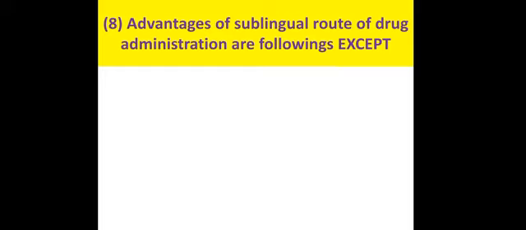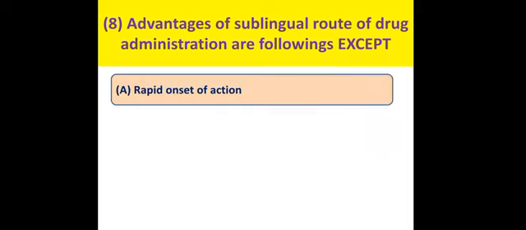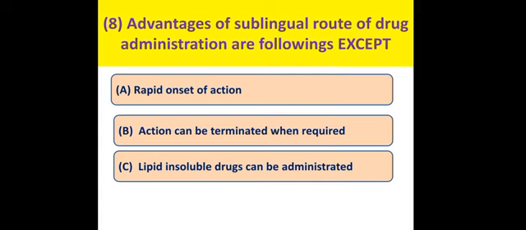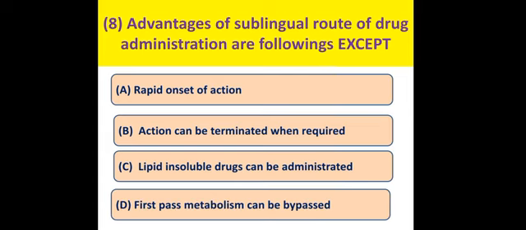Question 8. Advantages of sublingual route of drug administration are following, except, again here there may be more than one incorrect answer. Here you have to find the incorrect answer because the word except is mentioned. Rapid onset of action. Action can be terminated whenever required. Lipid insoluble drugs can be administered. And first pass metabolism can be bypassed.